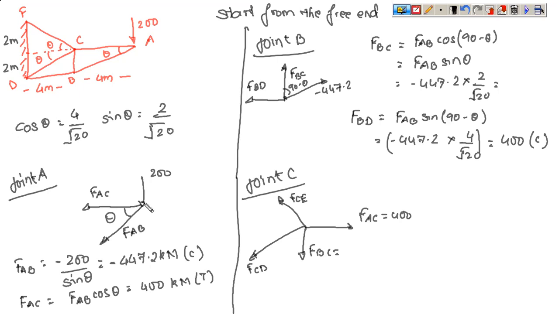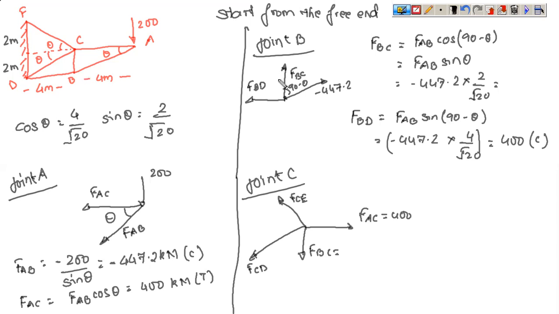Once joint A, the free end joint, has been solved, we search for a joint which has not more than two unknowns. If you go to joint C, you have one known and 1, 2, 3 unknowns. So it cannot be solved. The only option left with you is to solve joint B.